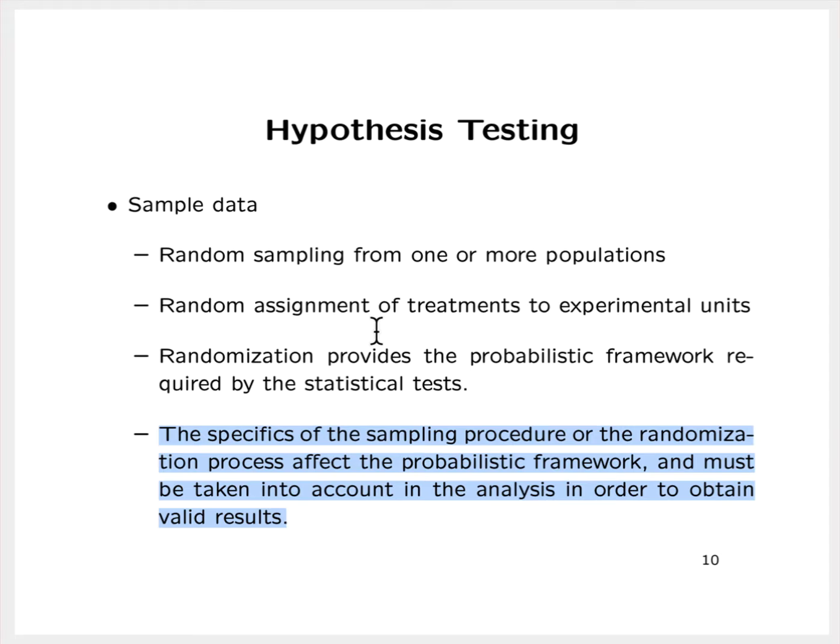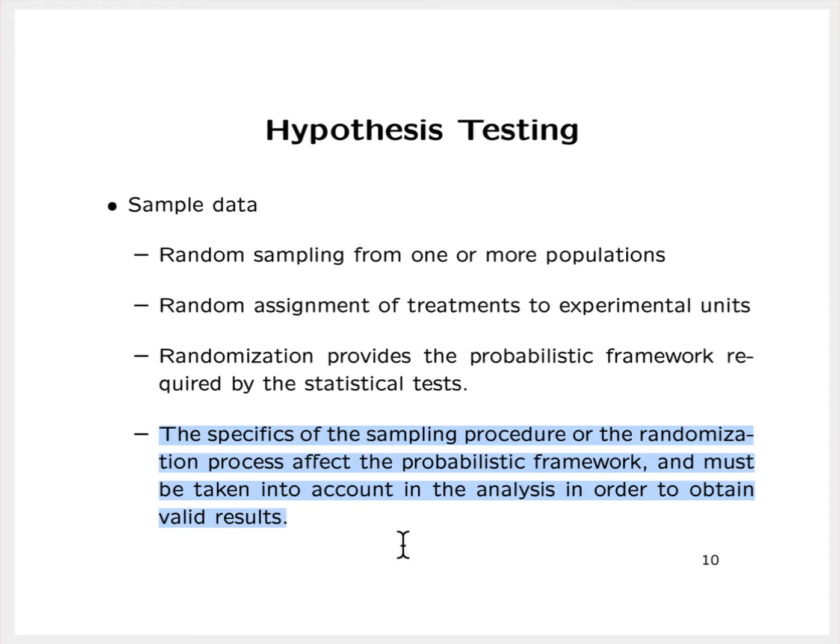And because of this, in order to do a proper, valid analysis, we must take into account this probabilistic framework in the analysis in order to obtain valid results. So, in other words, if it's a sampling experiment, we have to know how the populations were sampled. If it's a designed experiment, we have to know the process by which treatments were randomly assigned to experimental units. And we have to take that into account when we do the analysis. That type of information will determine the appropriate form of statistical model that we use for the analysis.